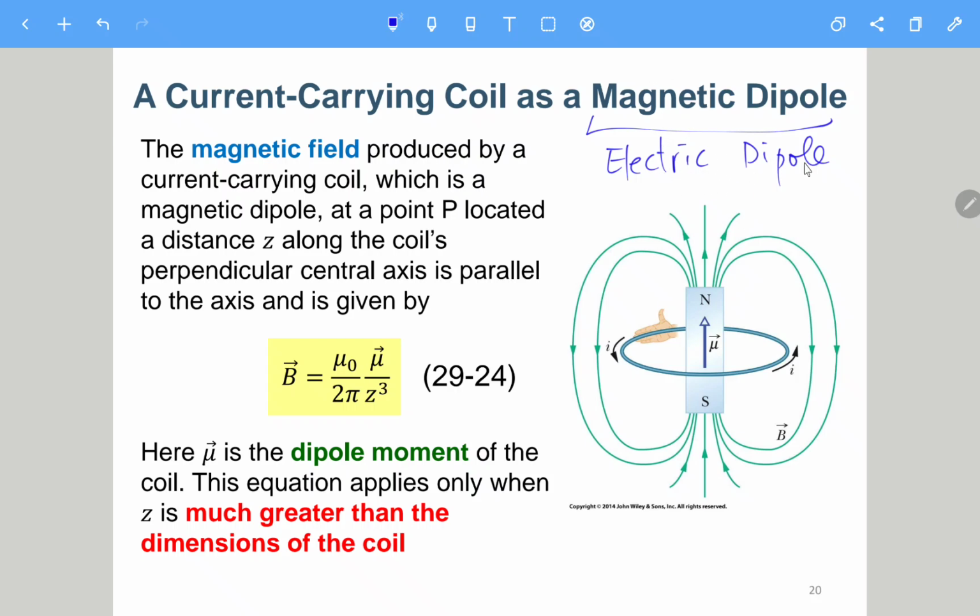For the electric dipole, if you still remember, it is two charges, one positive Q and one negative Q, placed close together with distance d. The electric dipole moment is nothing but Q times d, or make it a vector, where d points from the negative charge to the positive charge. So this is the electric dipole moment.